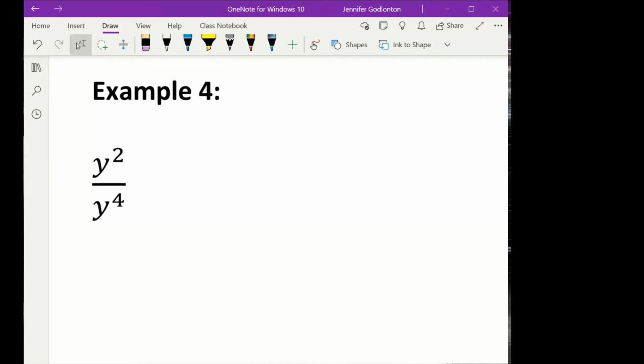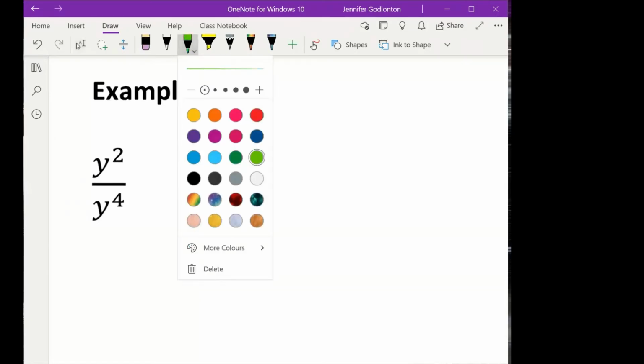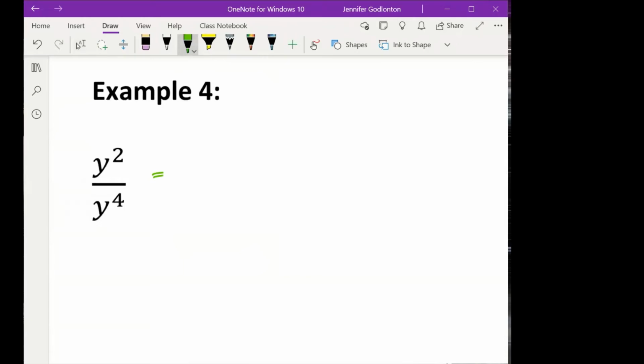And remember, if you're struggling, write it out the long way. Write out everything. So write your 2y's at the top and your 4y's at the bottom, and see if that helps you a little bit.